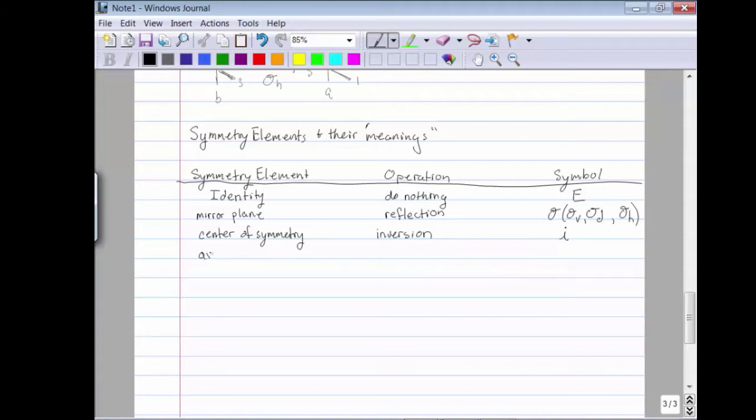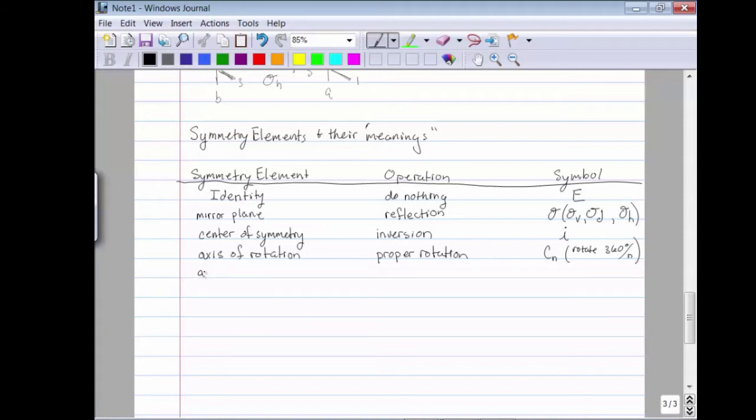We've also seen already an axis of rotation. When you have an axis and you rotate around it, this is called a proper rotation. It's designated by the symbol CN, where you rotate 360 degrees divided by the number. So N is equal to 360 degrees divided by the angle of rotation, or that's another way to write it.